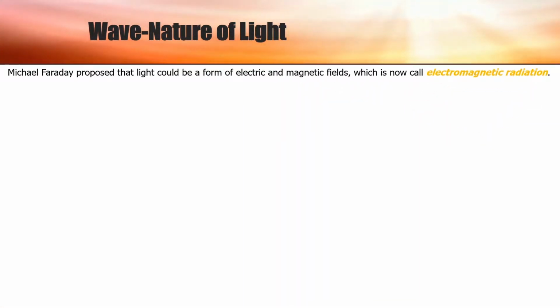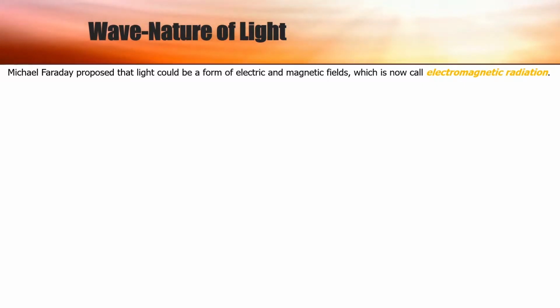Remember our friend Michael Faraday who discovered chemical ions? Well, he once again shows up in our chemistry story. In 1845, after a series of beautiful polarization experiments with light, he proposed that light could be a form of electric and magnetic fields, which led to another name that light would be called, electromagnetic radiation.